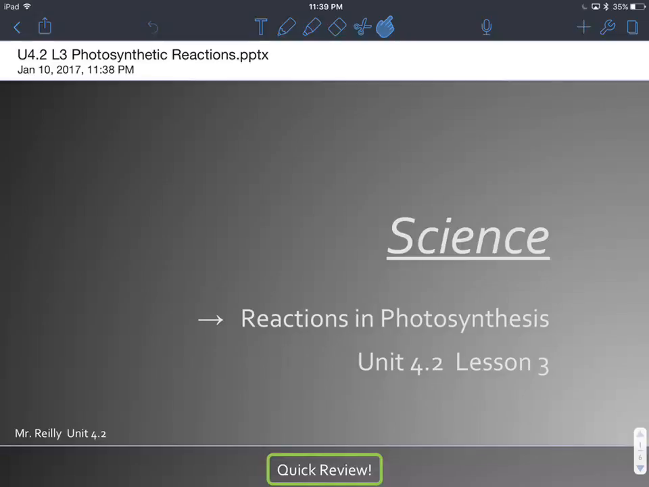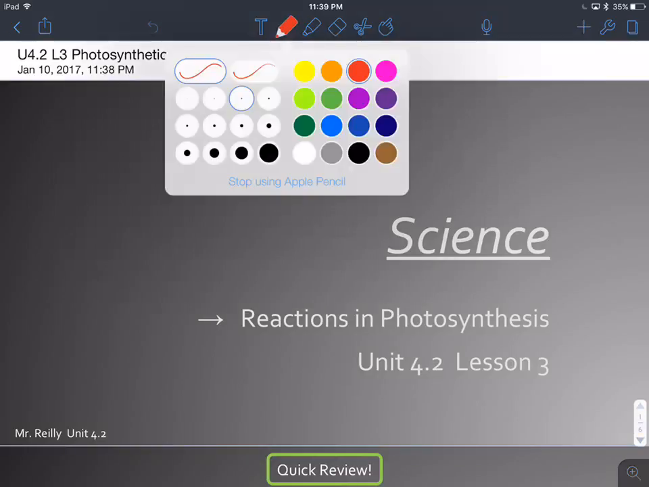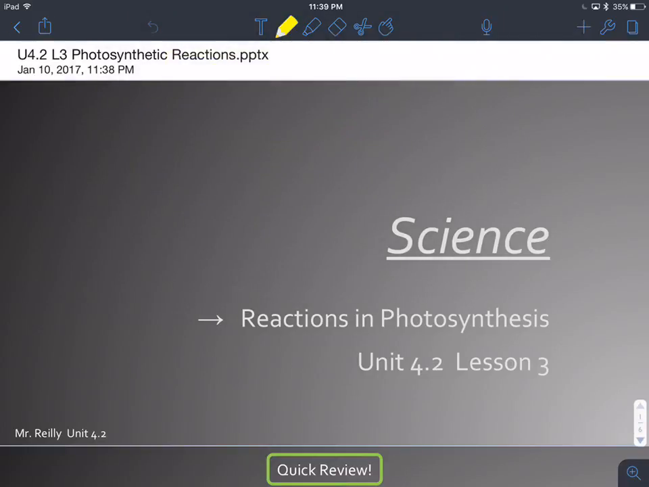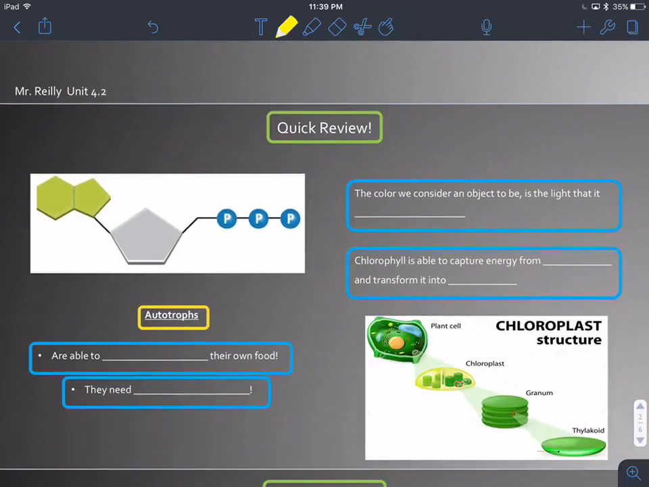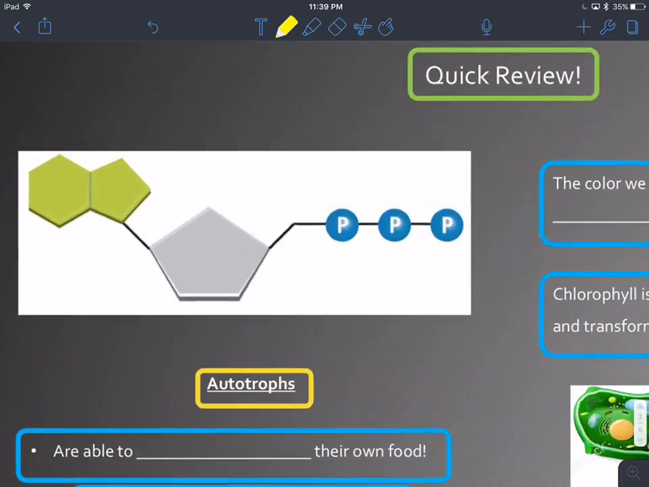So today we're going to go a little further into our photosynthesis unit, and we're actually going to start learning about some reactions today, and I think you guys are going to really like this. It goes right off of the information we learned yesterday on chloroplasts. But first, before we really dive in, I want to do just a quick review.